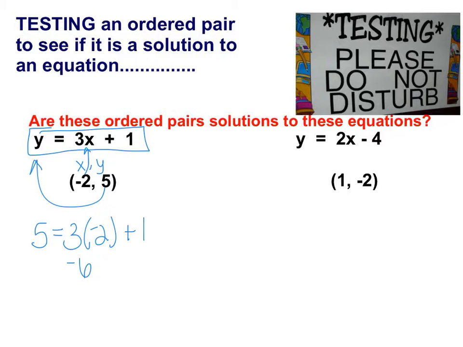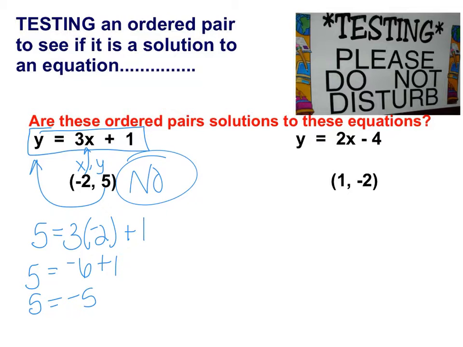So on the right-hand side, we have negative 6 plus 1. And here on the left-hand side, we still have 5. Negative 6 plus 1 is negative 5. So we have 5 equals negative 5. Is that true? No, 5 does not equal negative 5. So (negative 2, 5) is not a solution to that equation. Now there's an infinite number of correct solutions, but (negative 2, 5) is not one of them.